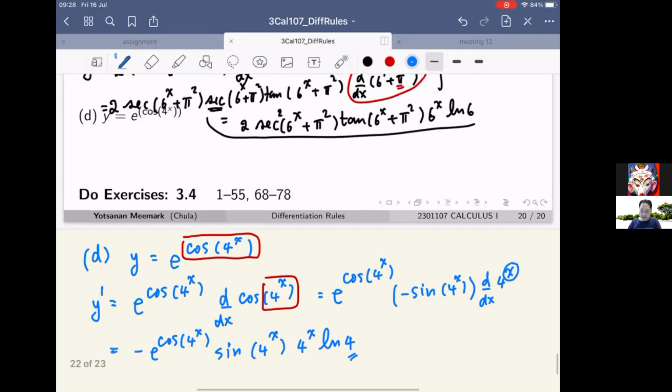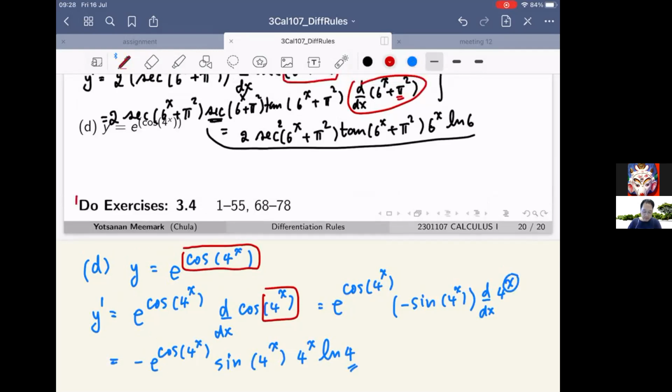All right. So if you have time, please do exercise 3.4, number 1 to 55 and 68 to 78, to practice the way you find a derivative using the chain rule, and also using all this kind of formula that we have learned.